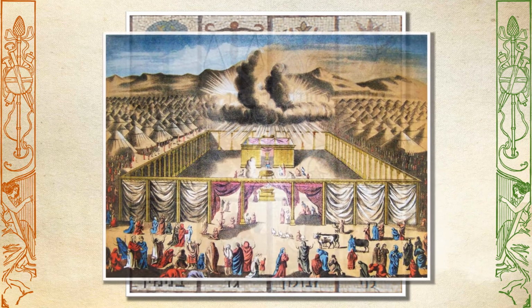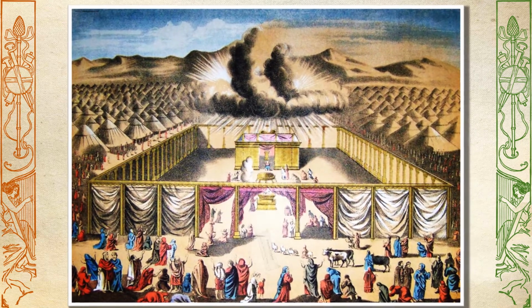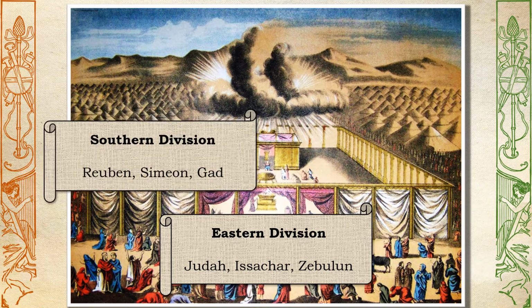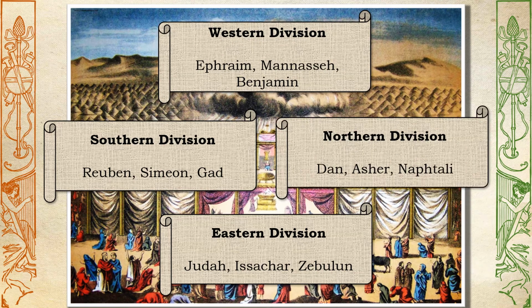They were divided into 4 divisions, with 3 tribes in each, in the following order. The Eastern Division comprised the tribes of Judah, Issachar, and Zebulun. The Southern Division, Reuben, Simeon, and Gad. The Western Division, Ephraim, Manasseh, and Benjamin. The Northern Division, Dan, Asher, and Naphtali.